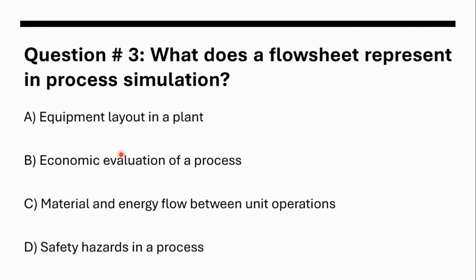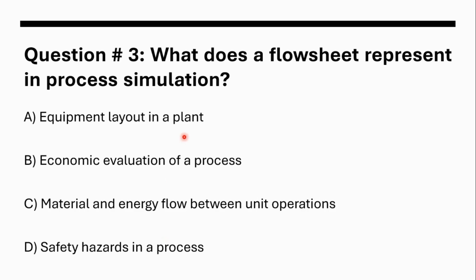Moving to question number 3: what does a flowsheet represent in process simulation? Option A, equipment layout in a plant. Option B, economic evaluation of a process. Option C, material and energy flow between unit operations. And D, safety hazards in a process.